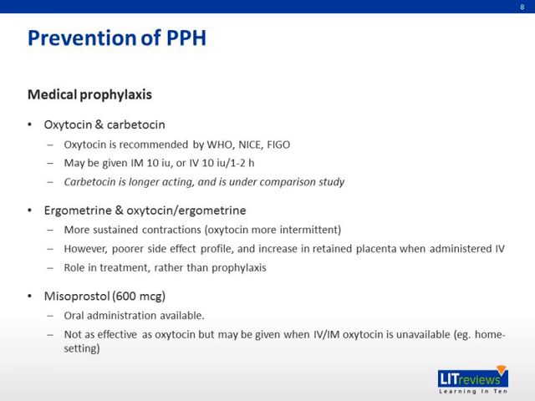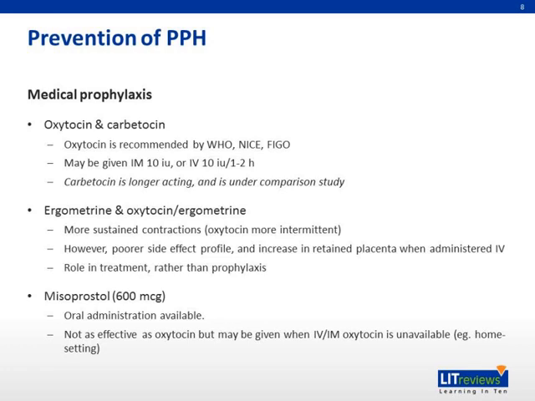The second type of prophylaxis, ergometrin and oxytocin plus ergometrin. The use of ergometrin gives more sustained contractions as compared to oxytocin, which is more intermittent. However, there's a poorer side effect profile such as an increase in hypertension and also vomiting and nausea. And also there is increase in retained placenta when administered intravascularly. The role is more dominant in treatment rather than prophylaxis for this medicine.